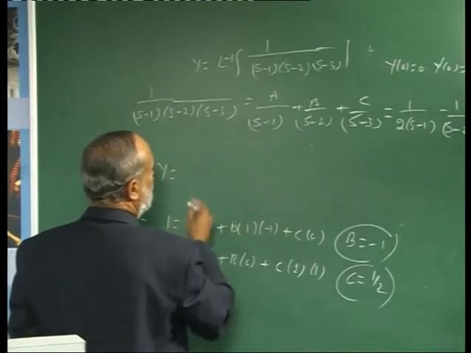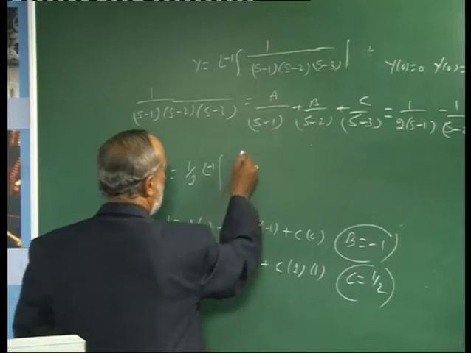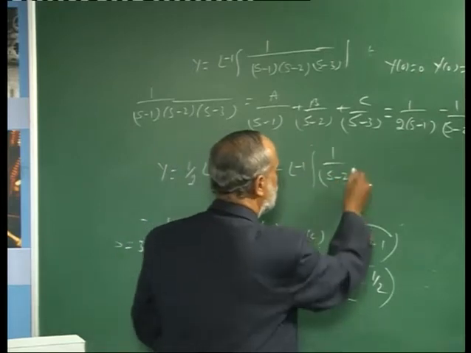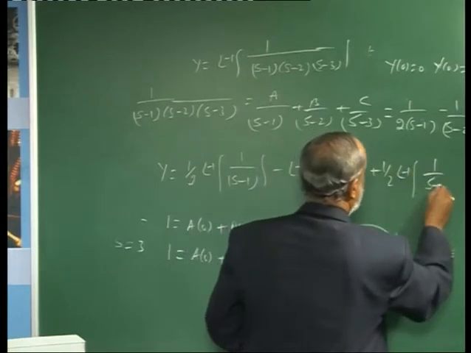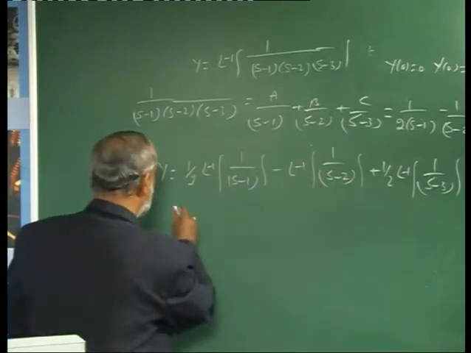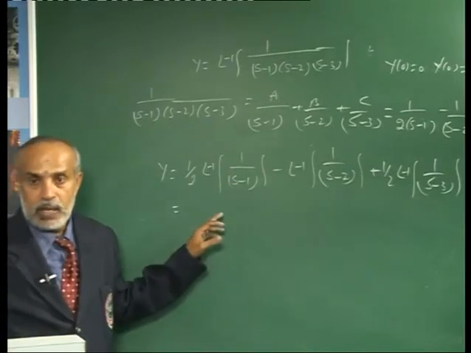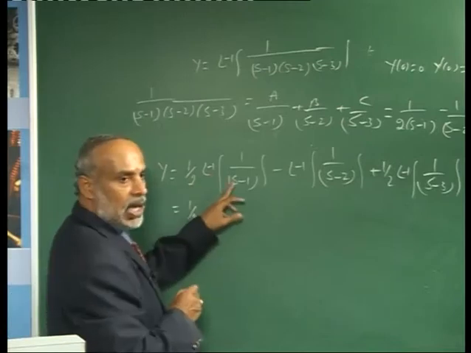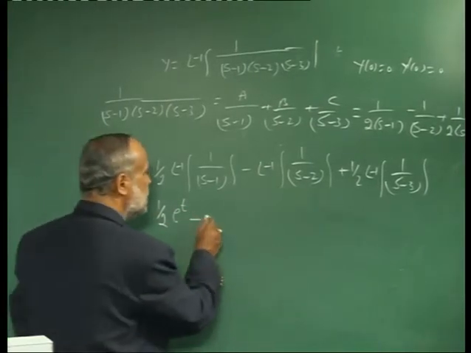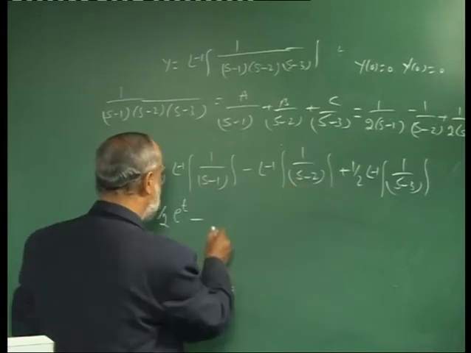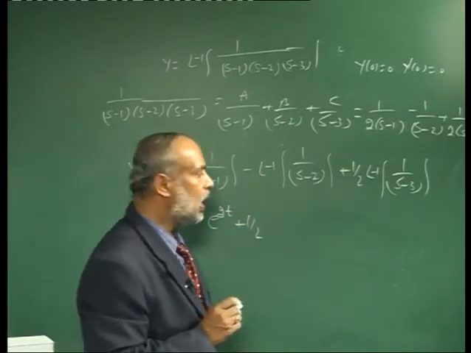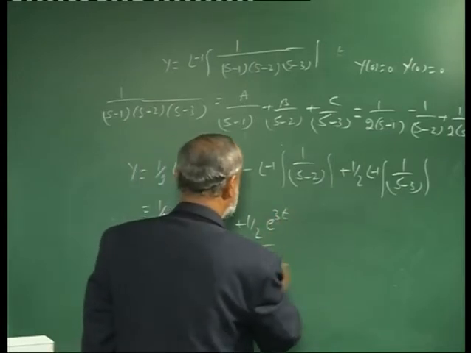y is equal to 1 by 2 into L inverse of 1 divided by (s minus 1), minus L inverse of 1 divided by (s minus 2), plus 1 by 2 into L inverse of 1 by (s minus 3). Now L inverse of 1 by (s minus 1) can be written as e to the power of t, minus L inverse of 1 by (s minus 2) is e to the power of 2t, plus 1 by 2 L inverse of 1 by (s minus 3) is e to the power of 3t. This is the required solution.